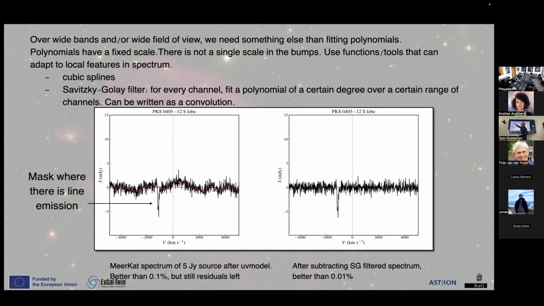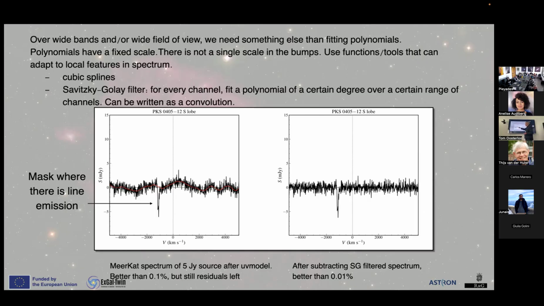Things that people use are cubic splines. So you define a few points and you fit a nice smooth polynomial through those points. Or what I use is what's called the Savitzky-Golay filter. It sounds very complicated, but it's very simple. It has two parameters. For each point in each channel, you define two numbers. One is the width, say 20 channels. The second parameter is the order of the polynomial.